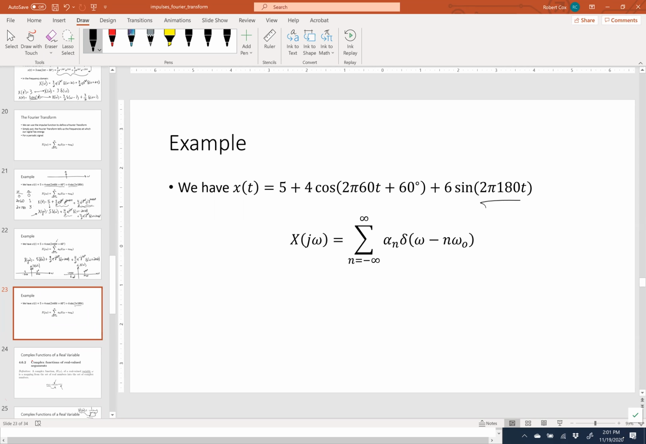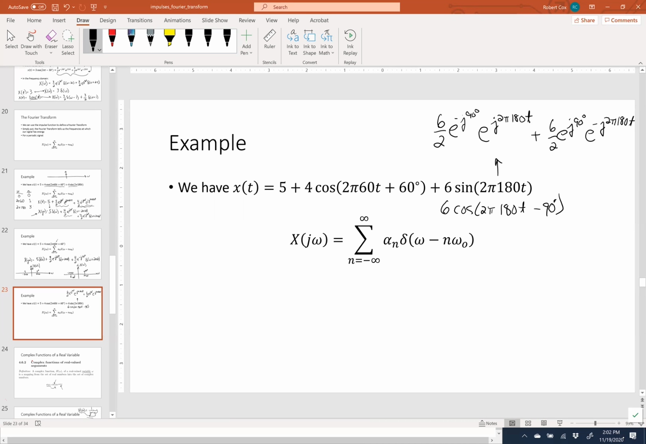There's a sinusoidal form of Euler's identity that you can use. The way I look at it is, if I have 6 sine 2 pi 180t, that's the same as 6 cosine of 2 pi 180t minus 90 degrees. Then I utilize Euler's identity, which makes this 6 over 2 e to the negative j 90 degrees times e to the j 2 pi 180t, plus 6 over 2 e to the j 90 times e to the negative j 2 pi 180t.